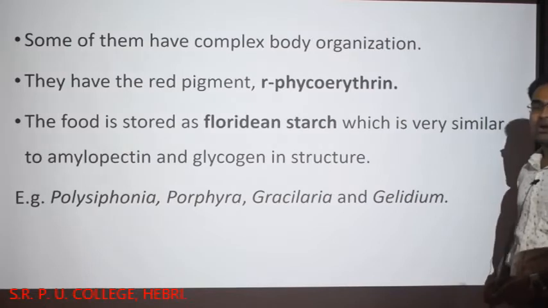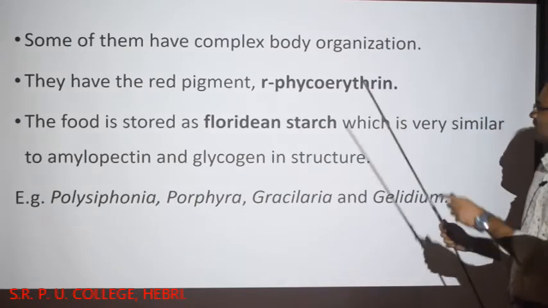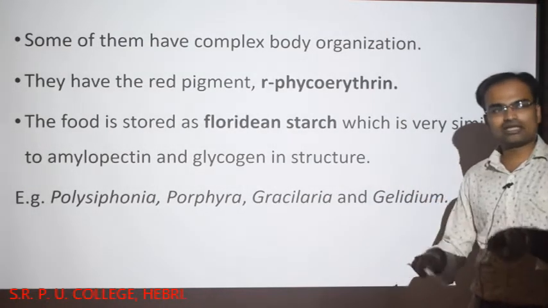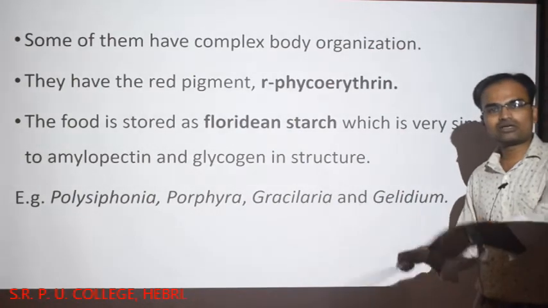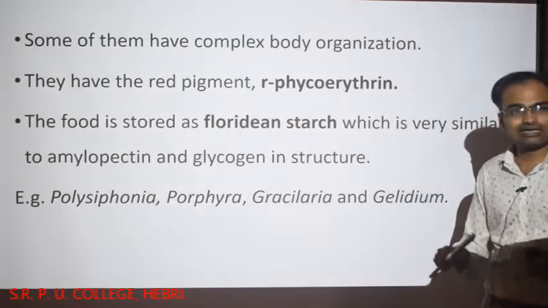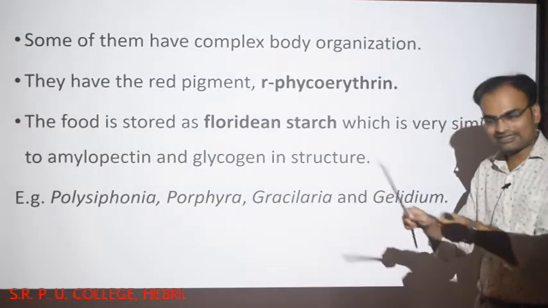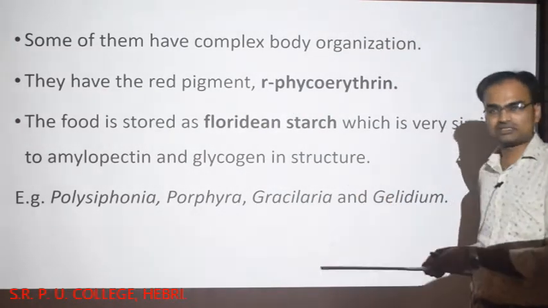Some of them have complex body organization. So here we can observe the evolution from green algae to brown algae to red algae. The body organization goes on increasing. That means it goes on becoming more complex.